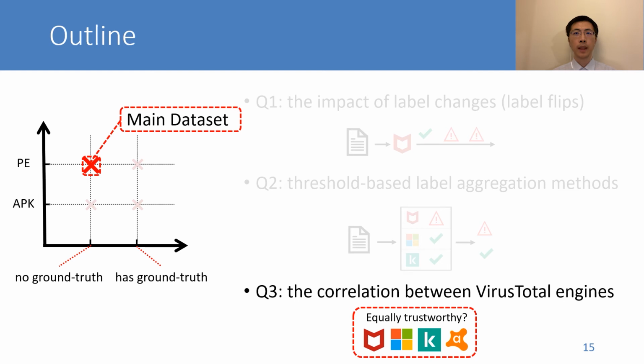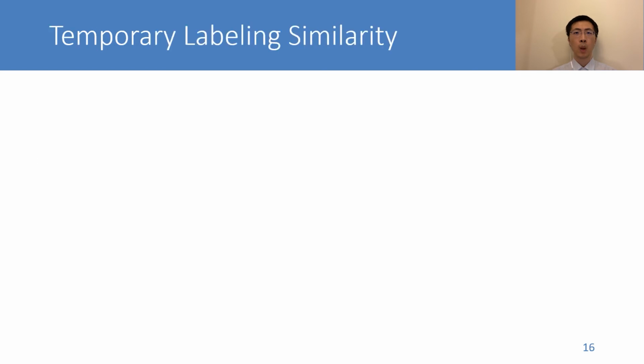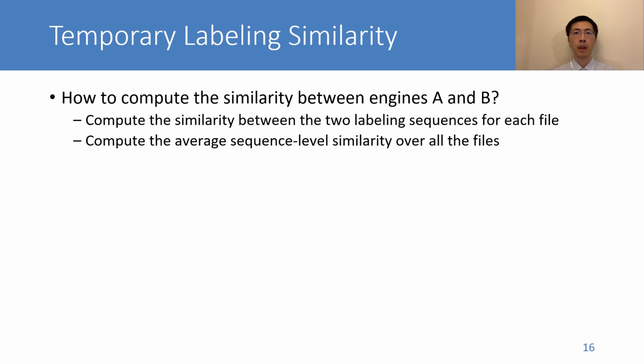Now we are going to study whether engines are independent by inspecting how similar their detection results are. We take 2 steps to compute the similarity between engine A and engine B. We first compute the similarity for each pair of labeling sequences when the 2 engines analyze the same file. We then compute the engine similarity as the average sequence level similarity over all the files.